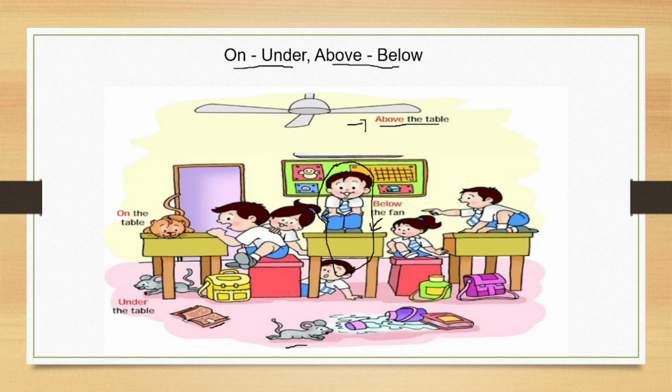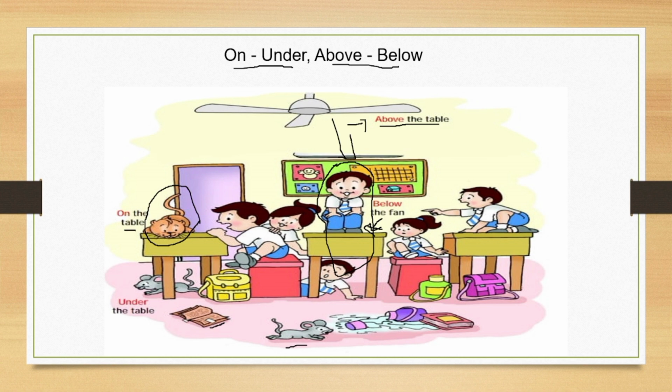And we can tell that the child is on the table. Right, both are correct. The child is below the fan and on the table. Okay, look at this cat. Where is the cat? The cat is on the table. Right, and here is one mouse.